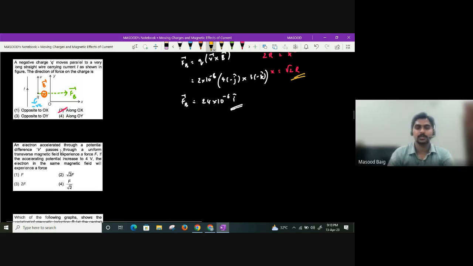An electron accelerated through a potential difference V passes through a uniform transverse magnetic field and experiences a force F. If the accelerating potential increases to 2V, the electron in the same magnetic field will experience a force. How much are they asking?